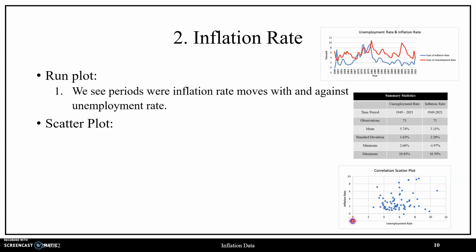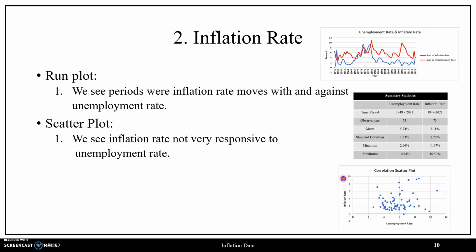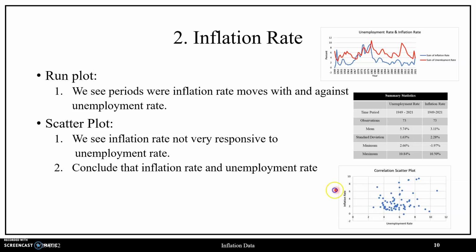In our scatter plot, we have the unemployment rate on the horizontal axis and the inflation rate on the vertical axis. We see that as the unemployment rate increases, the inflation rate is not very responsive in terms of a clear direction of an increase or a decrease, and there's a lot of variability in the inflation rate. With this in mind, we conclude that the inflation rate and the unemployment rate are on average unrelated, which coincides with our initial insights from the run plot. However, this may not be the entire story.